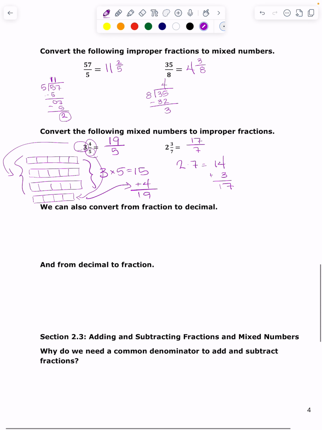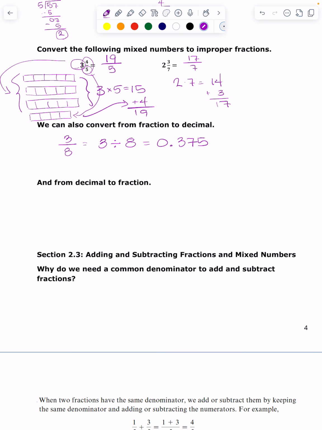If we want to convert from a fraction to a decimal, we are plugging this into the calculator as numerator divided by denominator. A lot of times we want to divide the bigger number by the smaller. But when we're talking about fractions, we got to take the numerator and divide by the denominator.